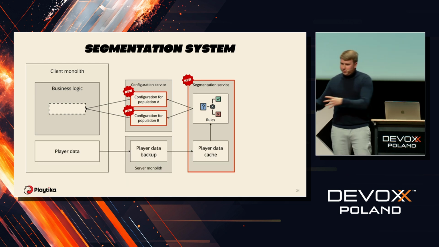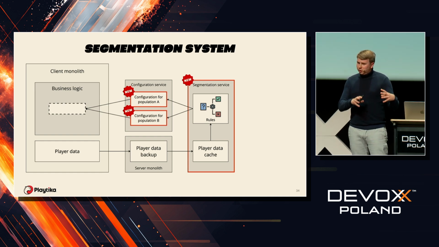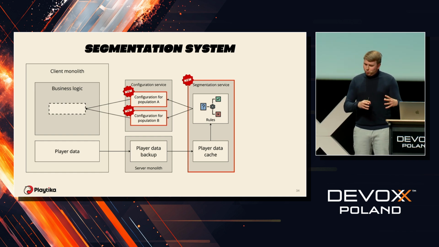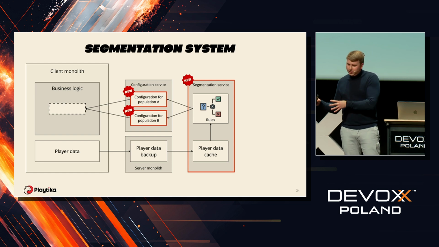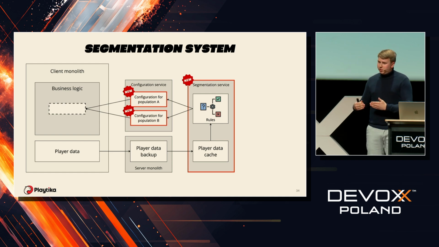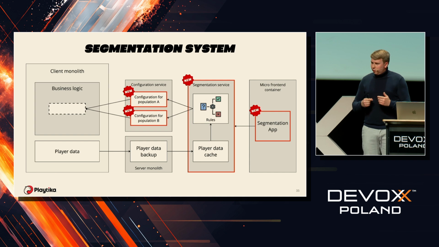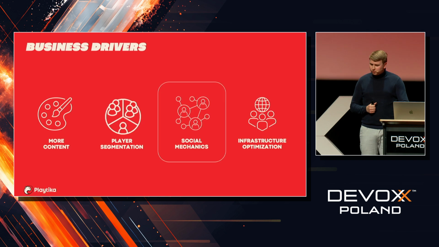And we need to feed the data into the service somehow. So we already had this server monolith, which was hosting the player data backups. So we just need to send those backups to the segmentation service, so the segmentation service can use this data and evaluate the population. And of course, we built a new micro app, adding those to the micro frontend container.